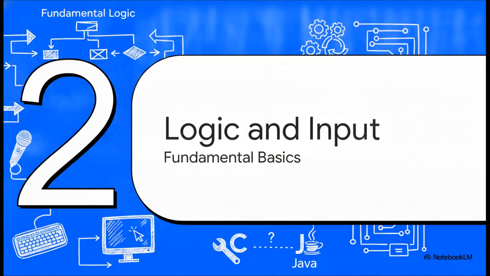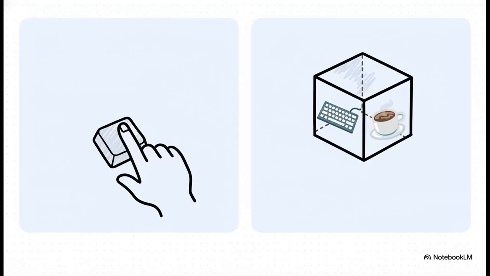Moving right along to Section 2, fundamental logic and input. Right at the very beginning, the input stage, the architectural difference between these two is just striking. Let's say you're in C and you want to take in two numbers. You just call a simple procedural function, scanf. Easy enough. But in Java, oh no, you can't just politely ask for a number.